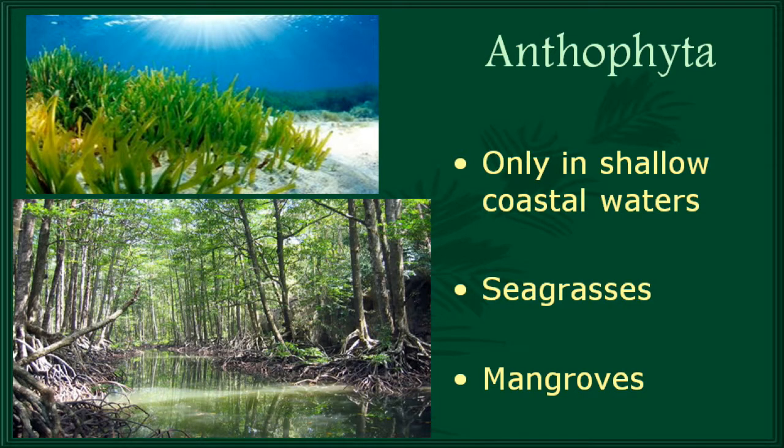And then you have the seed-bearing plants, or the Anthophyta. So these are only found in shallow coastal waters. The prime example are seagrasses in mangrove forests. But we'll go through these in more detail when we tackle coastal ecosystems later on in the class.